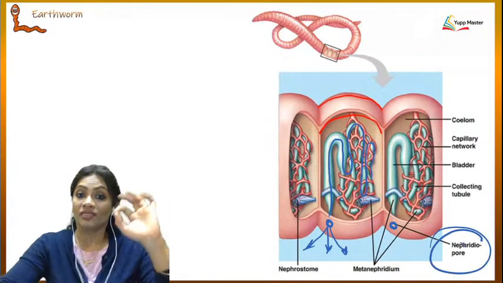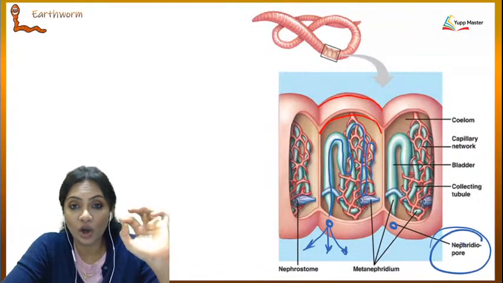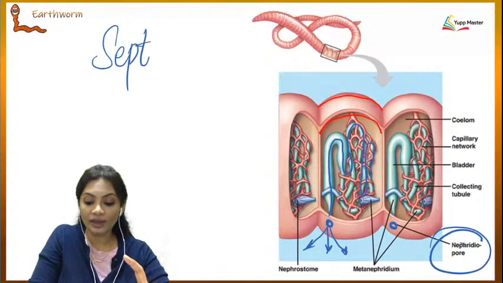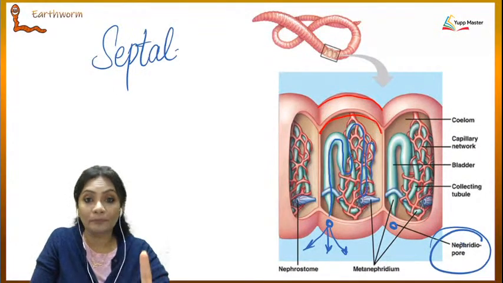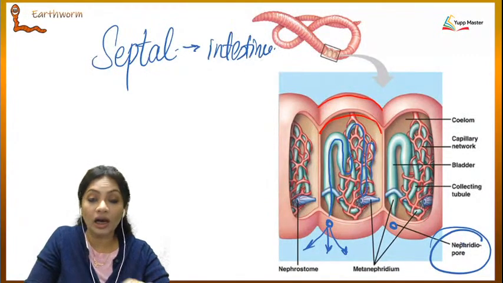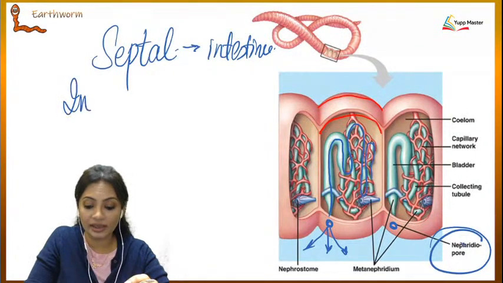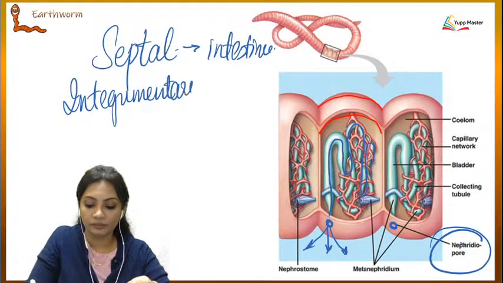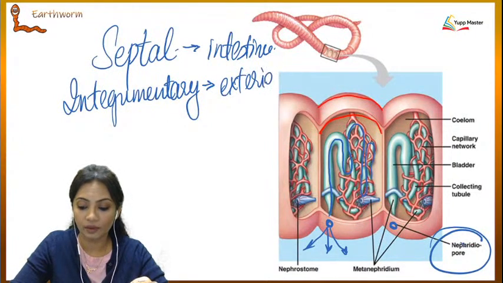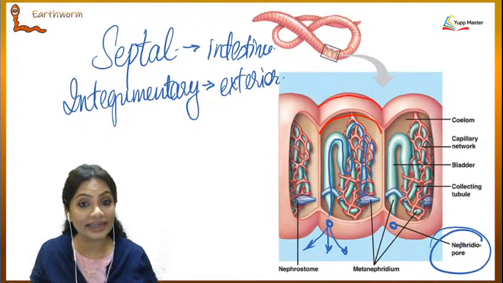So the first nephridia which we saw was called the septal nephridia, and septal nephridia opened into the intestine. Then the second nephridia was called the integumentary nephridia, and the integumentary nephridia opened up to the exterior. Now let's come to the next nephridia.